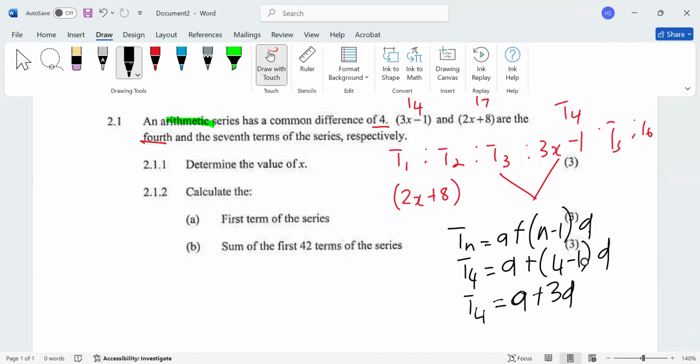But now we know what term number 4 is. They told us what term number 4 is. What is term number 4? 3x minus 1. Term number 4 is 3x minus 1. So we're going to substitute 3x minus 1.